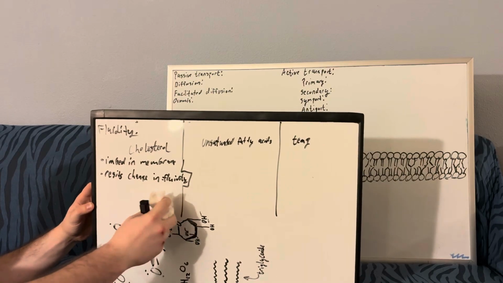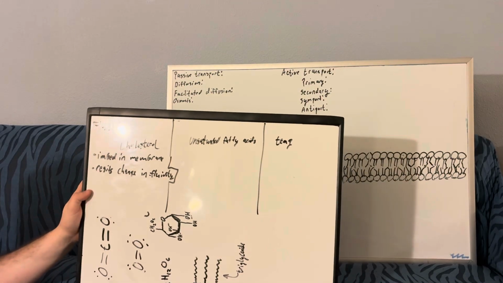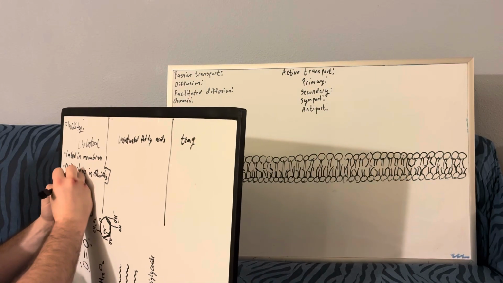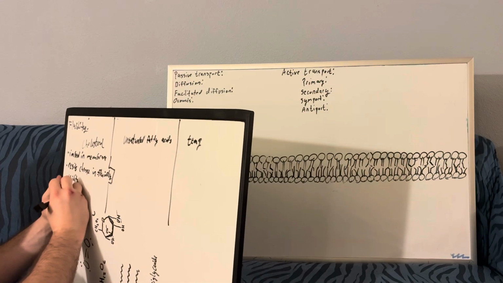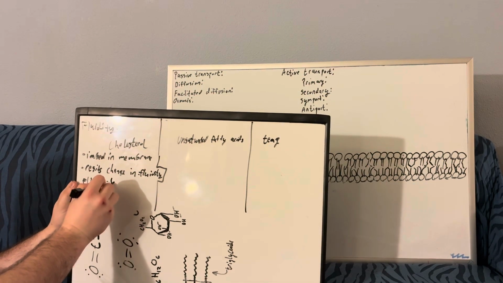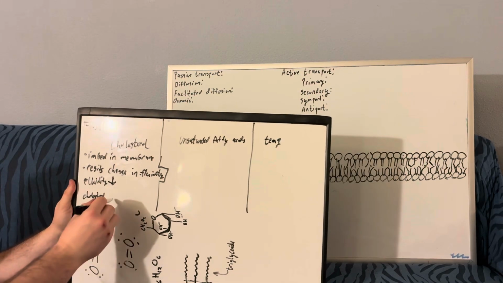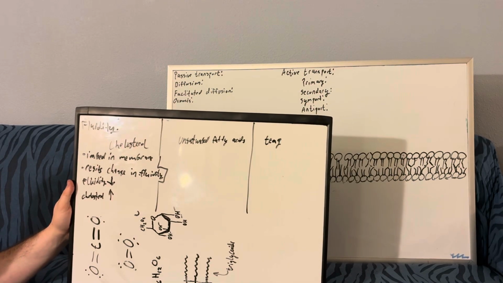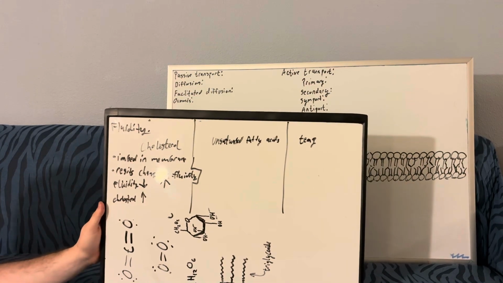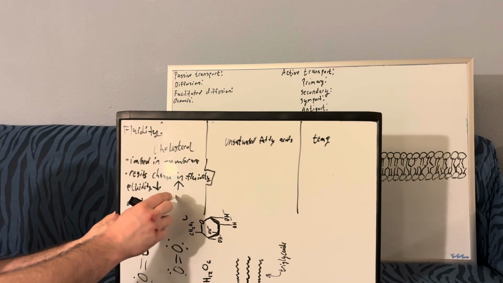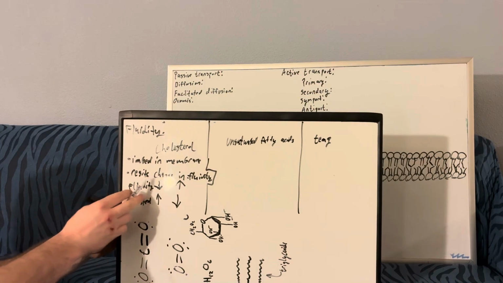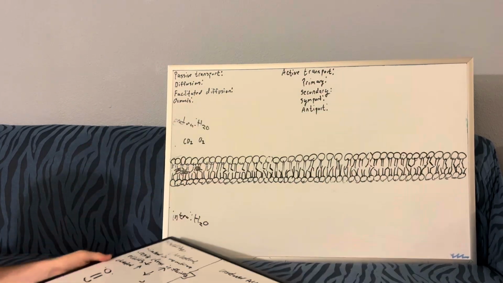So cholesterol, in some sense, is always an oppositional force. If fluidity decreases and those phospholipids get packed really close together, cholesterol is going to fight that by trying to increase the fluidity. But if fluidity is going absolutely crazy and those phospholipids are just super spread out, cholesterol is going to try to fight that and decrease the fluidity. So cholesterol resists change in fluidity. That's what you need to know there.